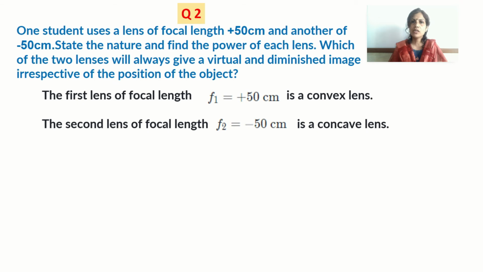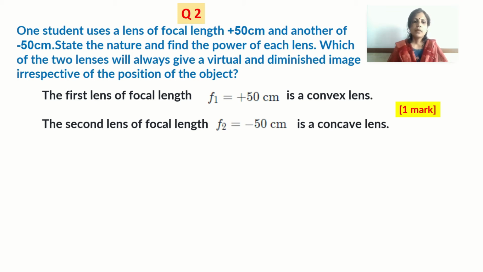This is according to the sign convention, and for writing this you will be given 1 mark. Now you have to find out the power of each lens, and for writing the formula of power of each lens you should be aware that focal length should always be in meter. So we need to convert this centimeter into meter.